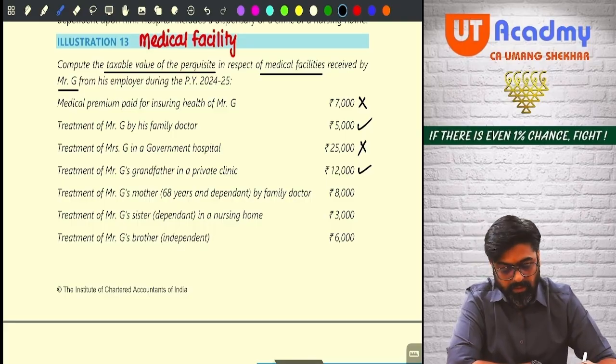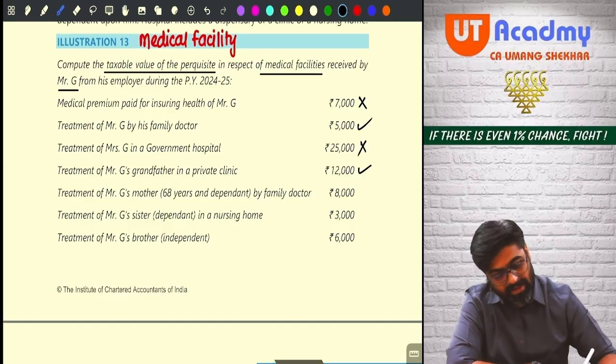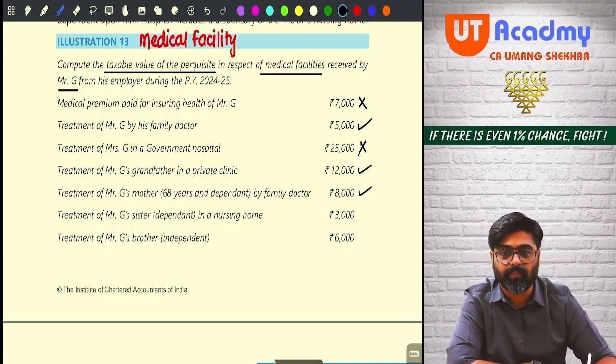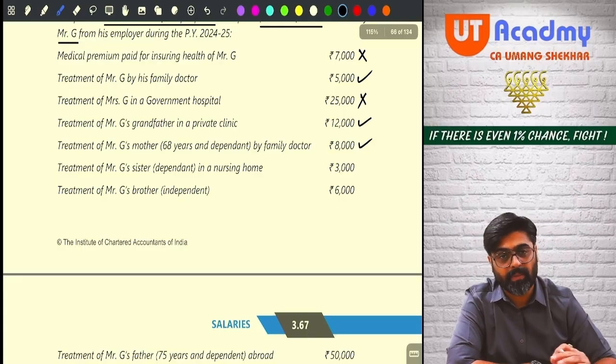Next one, treatment of G's mother, 68 years and dependent parent, meaning the treatment is done for a specified patient. But the treatment is happening in India, not in a GRE, by a family doctor. Then it will be fully taxable. Yes or no?